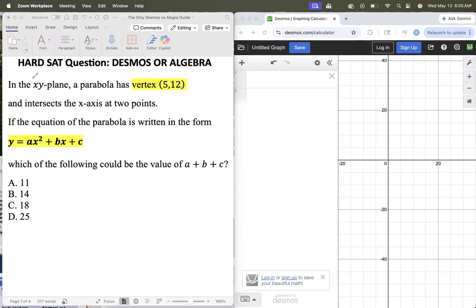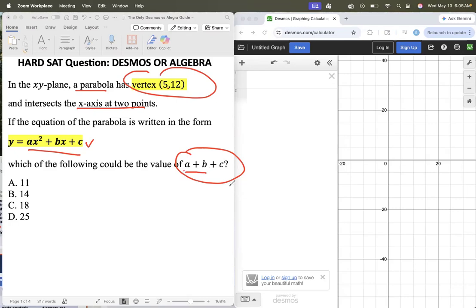Remember, there's three variables. You say, I can solve this with Desmos. Yes, you can, but you have to use some algebra. They're giving you the parabola. It has a vertex of 5 and 12. It intersects 2 points. Those are your algebra points, right? And they've given you the function, that quadratic equation, and they've given you the vertex. They want you to calculate f of 1.